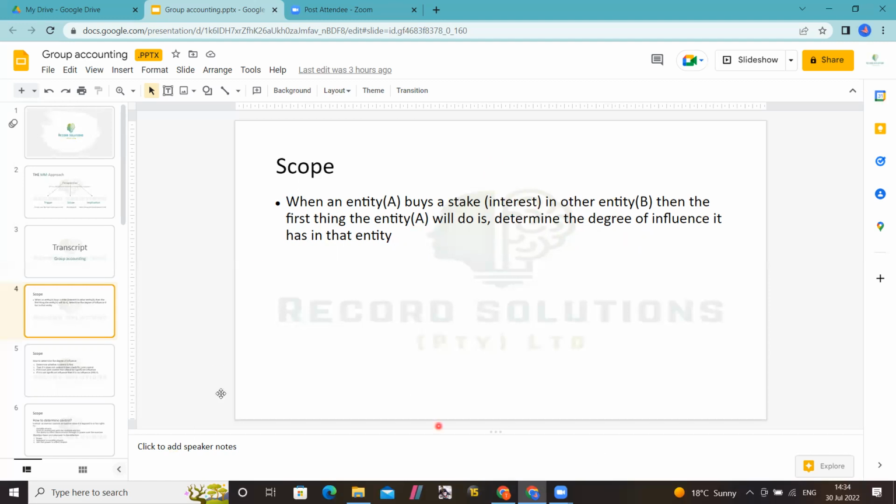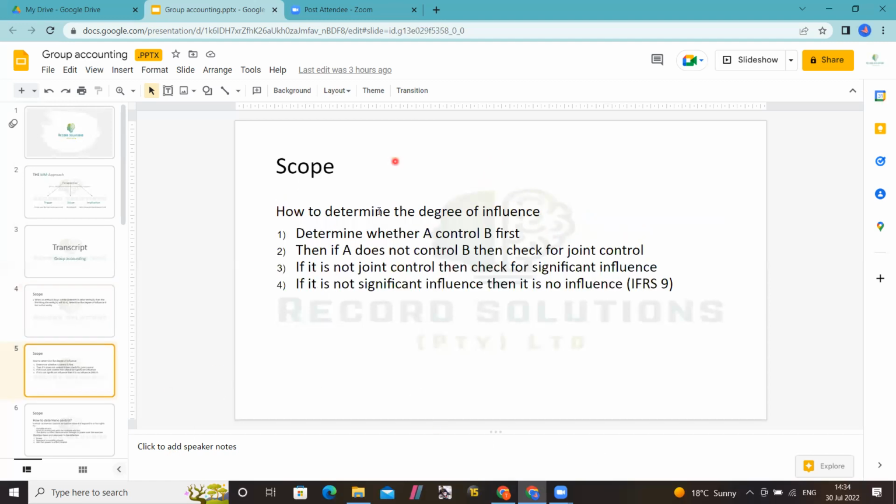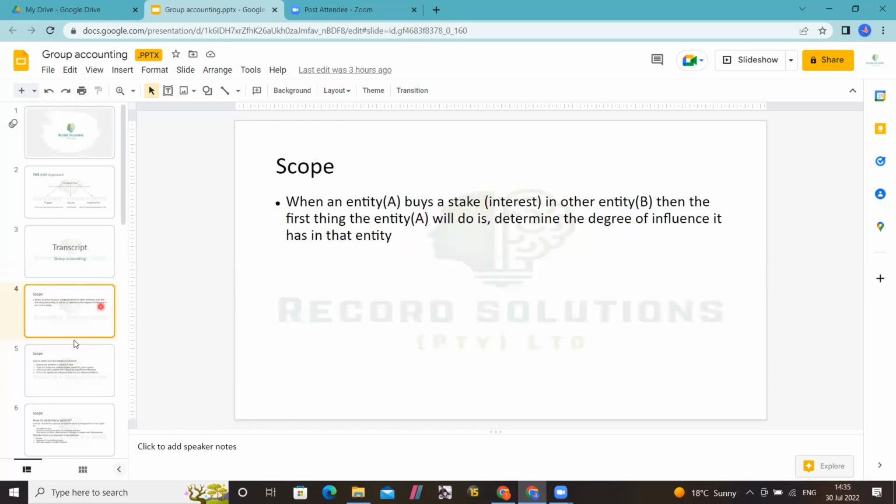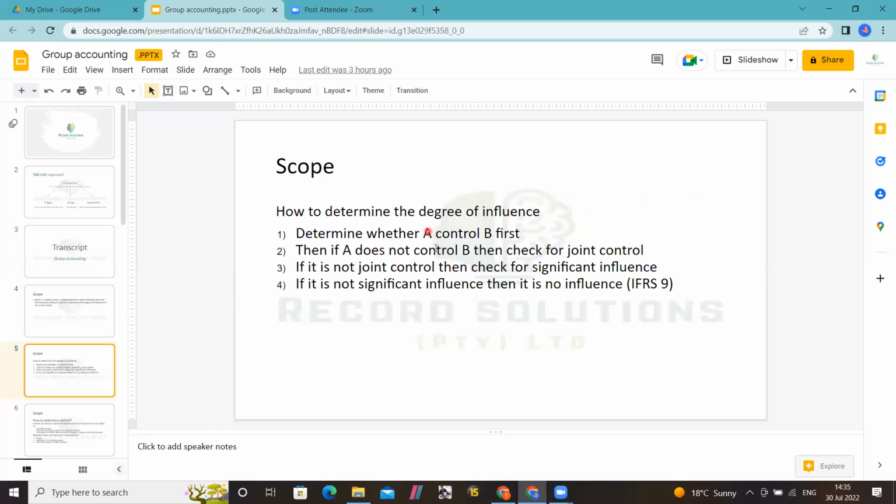When you're determining the degree of influence, the first thing that you have to determine is control, whether you control the entity. So when you buy a stake in an entity, the first thing you have to determine is, do you control that entity? And if you don't control it, then joint control. If there is no joint control, then you check for significant influence.